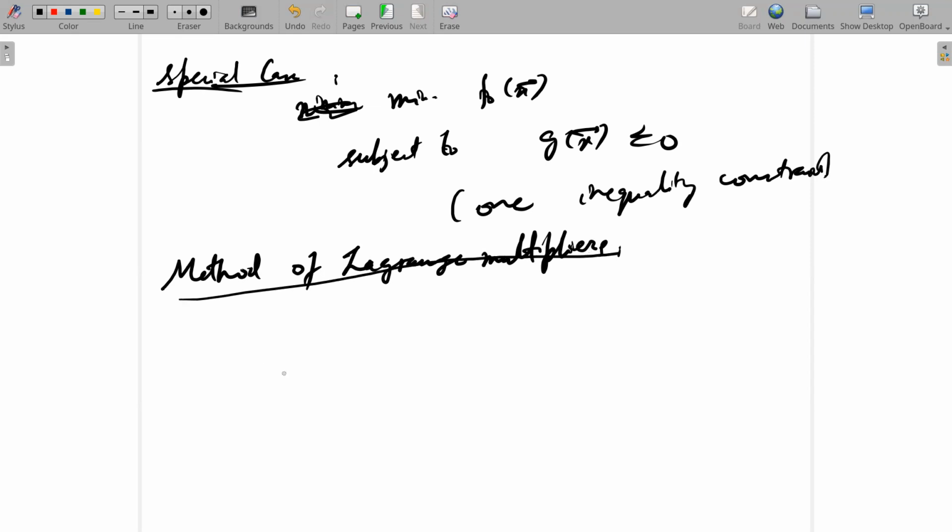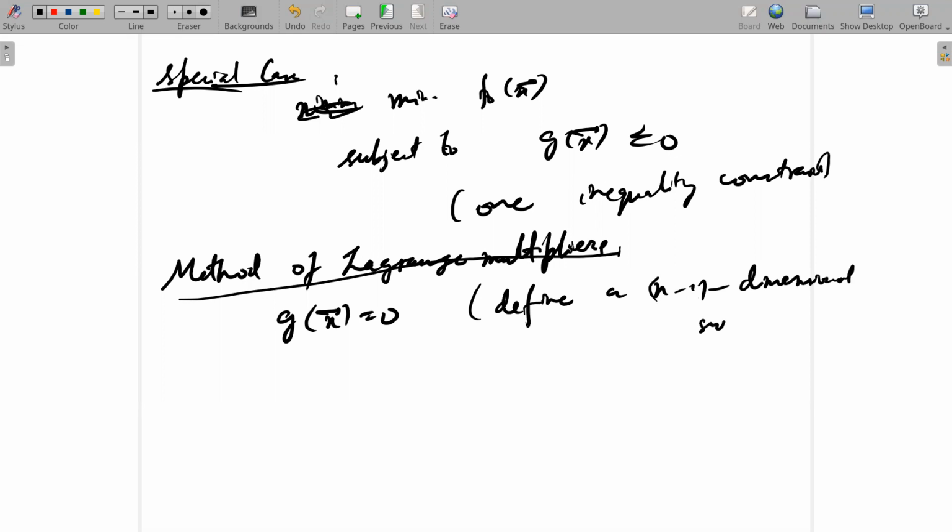All right. Now note that g of x equals 0 typically will define an n minus 1 dimensional surface. For example, if you're in 2 dimensions, g could be x squared plus y squared equals 1, then it is a circle. Of course, you might have degenerate conditions like x squared plus y squared equals 0. Then it is a point. If n equals 2, that point is actually 0 dimensional. So forgetting about these kinds of edge cases.